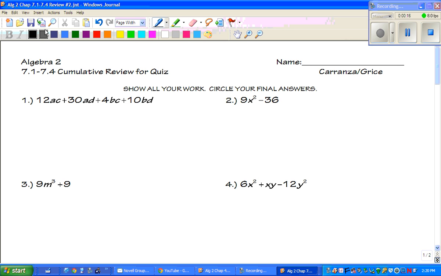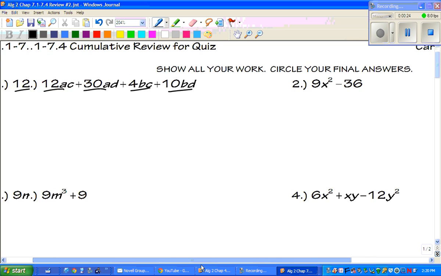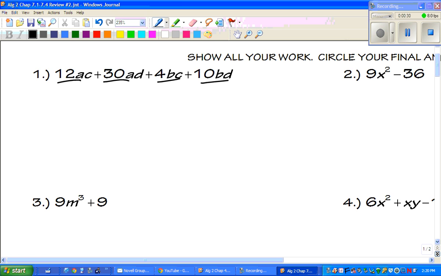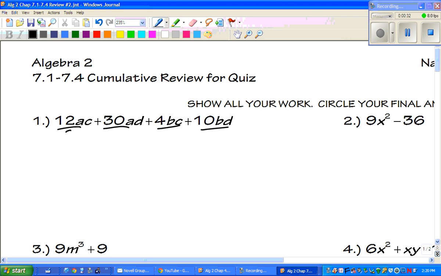Alright, number one. The first thing you need to do is to check to see if there's a GCF between all of those. And guess what? There is. So, let's zoom in so we're just on this one. Okay? So, you can take out A squared. When you take out the GCF, that comes out front, and then you're left with 6AC plus 15AD plus 2BC plus 5BD.